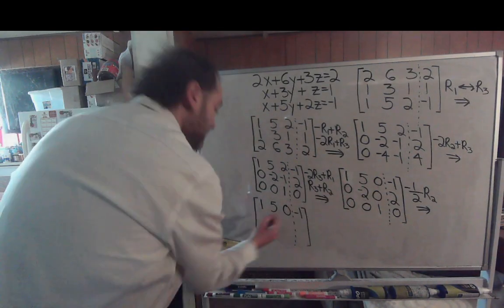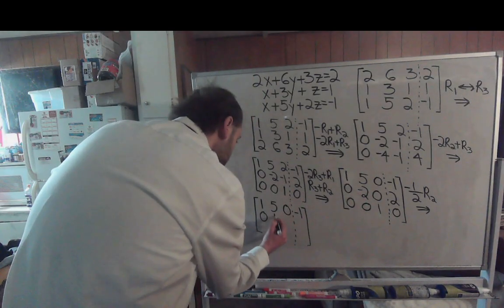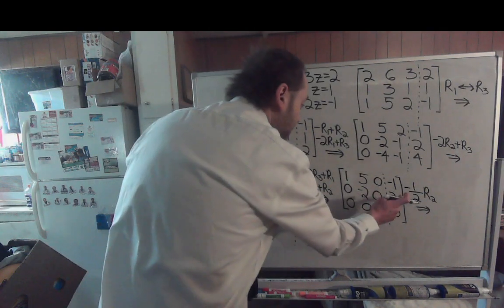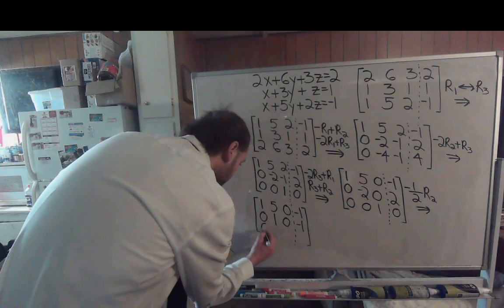All right, -1/2 of 0 is still 0. -1/2 of -2 is 1. -1/2 of 0 is 0. -1/2 of +2 is -1. And then we just have row 3.